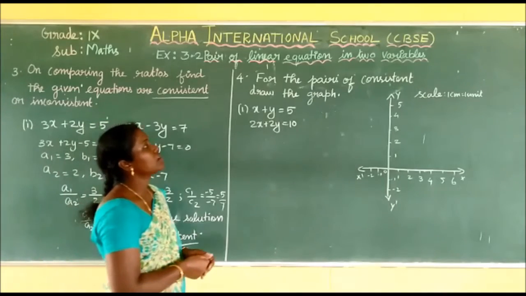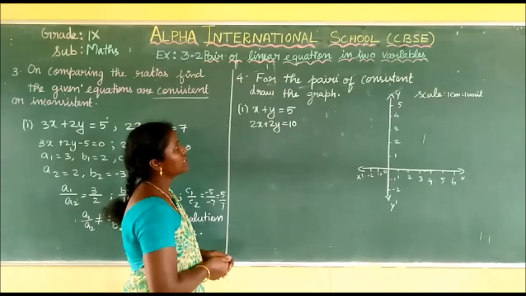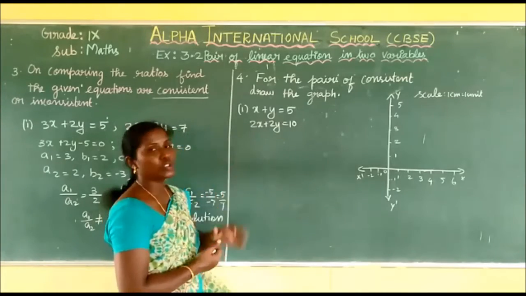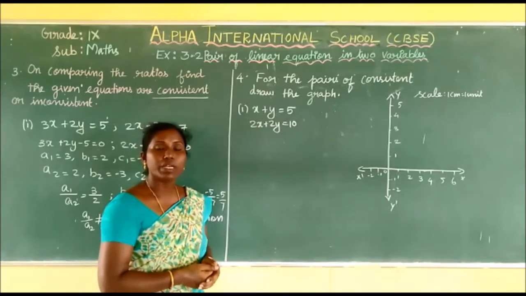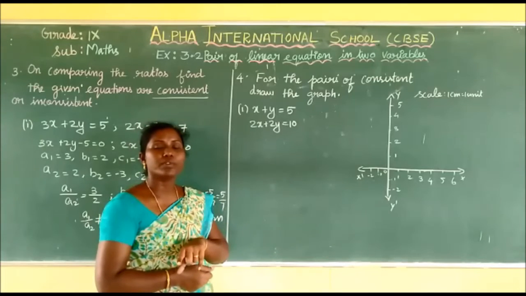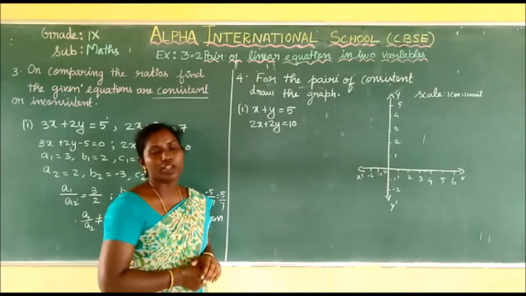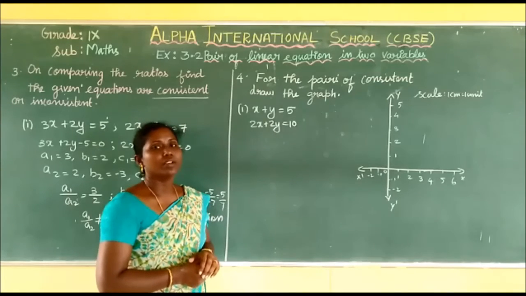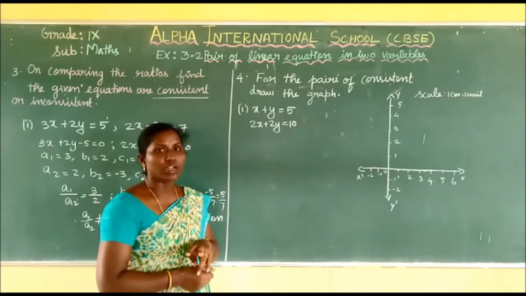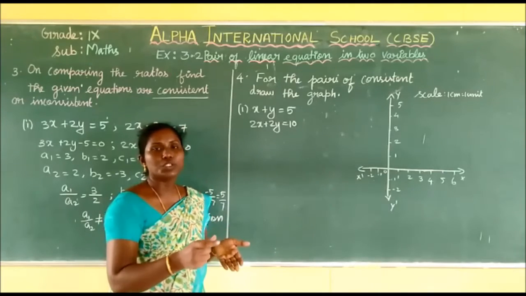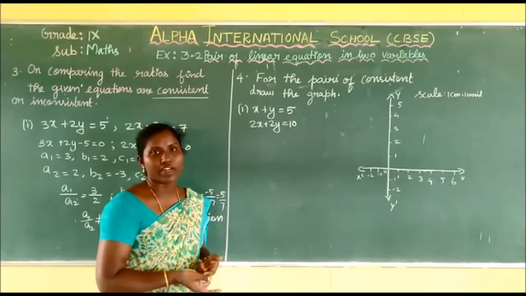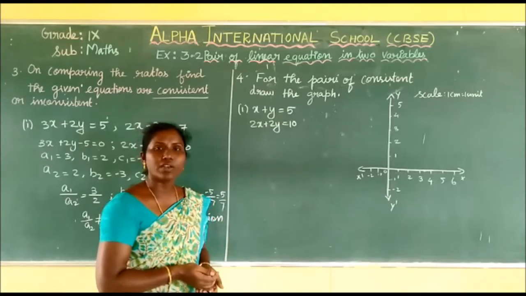Now the fourth problem. For the pairs of consistent equations, draw the graph. Here they give many pairs of equations, and I chose one pair. We have to analyze whether the given pair is consistent or not. If it is consistent, we have to draw the graphical solution for it. We have to check each and every given pair. If inconsistent, just write the conclusion as inconsistent, so no need to draw the graph. If consistent, we have to give the graphical representation.